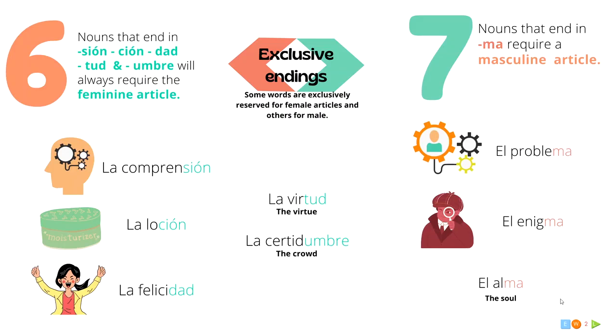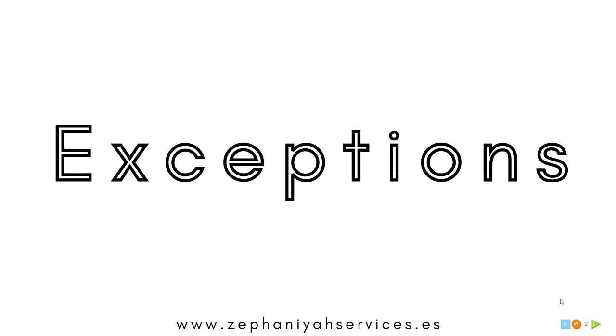Number 7 says nouns that end in ma require a masculine article. The problem, el problema; the mystery, el enigma; the soul, el alma. I hope this is making sense to you.